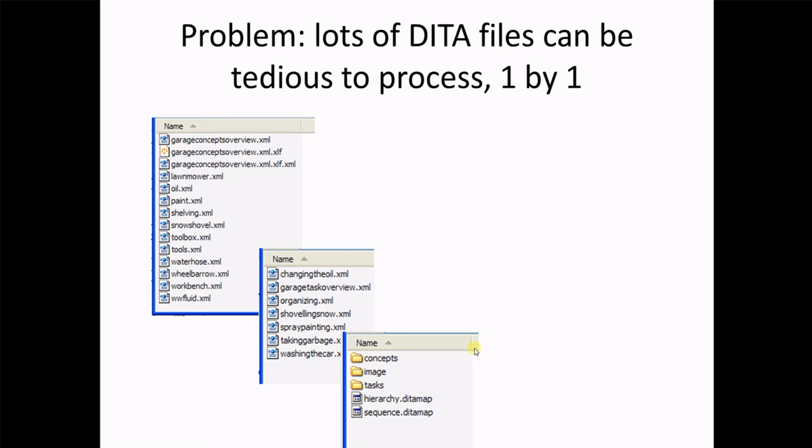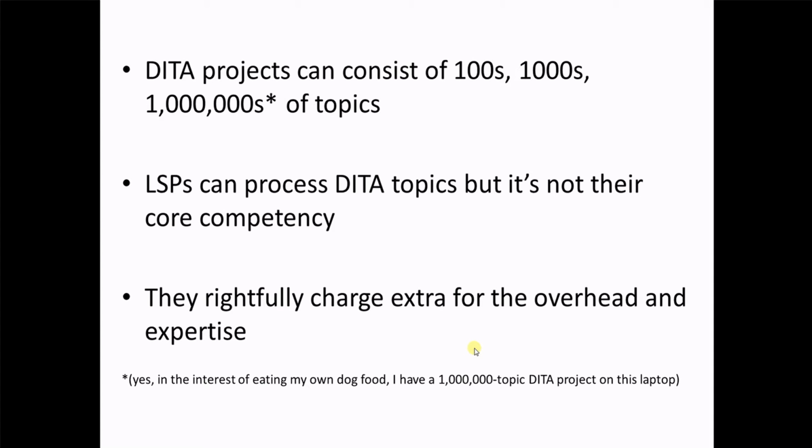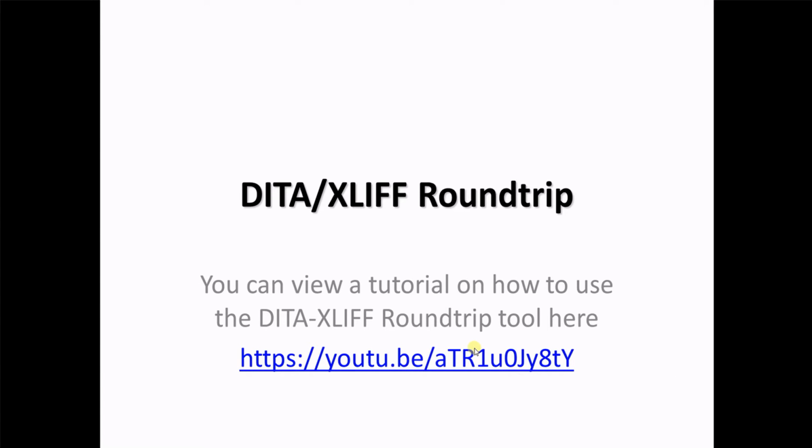So the problem is that DITA files can be tedious to process one by one. DITA projects consist of hundreds, thousands, or millions of topics. A localization service provider can process DITA topics, but it's not their core competency. They rightfully will charge extra for the overhead and the expertise. So one of the ways around that is to use one of these XML language specific filters. In this case, we'll talk about the DITA XLIFF roundtrip tool. This is the one that I developed. You can look at the actual tutorial on how to do this at the URL referenced in your slides.